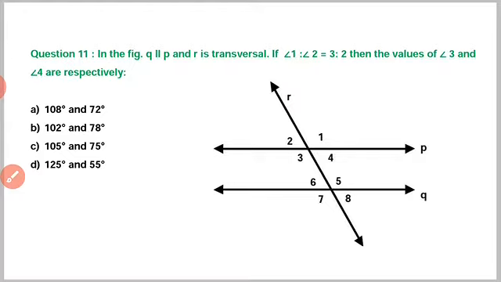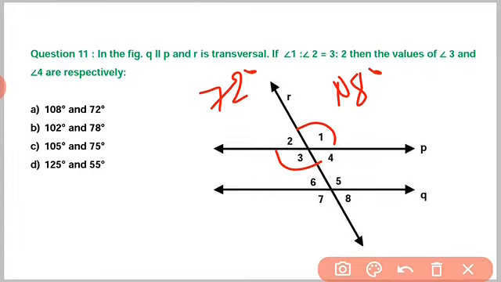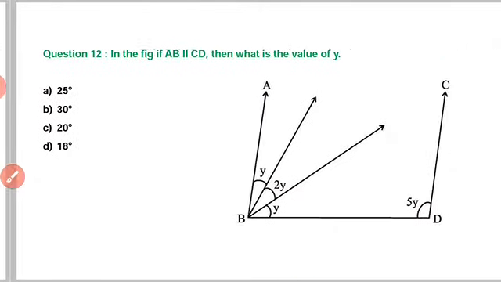So angle 1 is 108 degree and angle 2 is 72 degree. We see here that angle 1 is equal to angle 3, so angle 3 will be equal to 108, and angle 2 is equal to angle 4, vertically opposite angles. So angle 4 will be 72 degree. So the first option is correct.